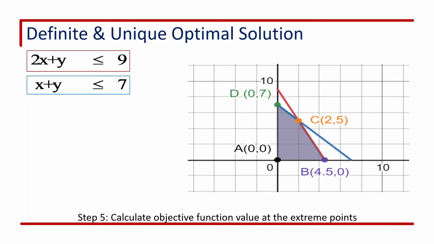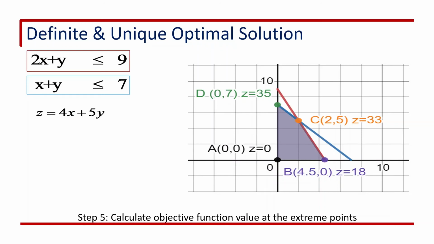Step 5 is to calculate the objective function value at these extreme points. The objective function is z equals 4x plus 5y, and the value of z at point A is 0, at point B it is 18, at point C it is 33, at point D it is 35.